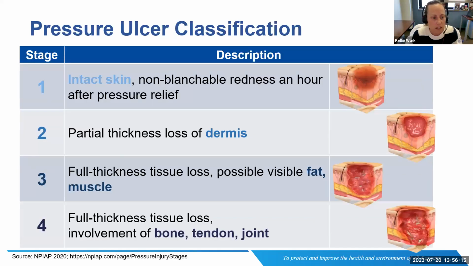So here you can see the classification from stage 1 through 4. Stage 1 is where the skin is intact, but it's not blanching after you've relieved the pressure, versus when we start to lose the tissue, just the top layer, in stage 2, versus stage 3, where we're really starting to see that fat or muscle layer. And then stage 4, you've got full thickness loss. You might see bone, you might see joints, or even some tendons.